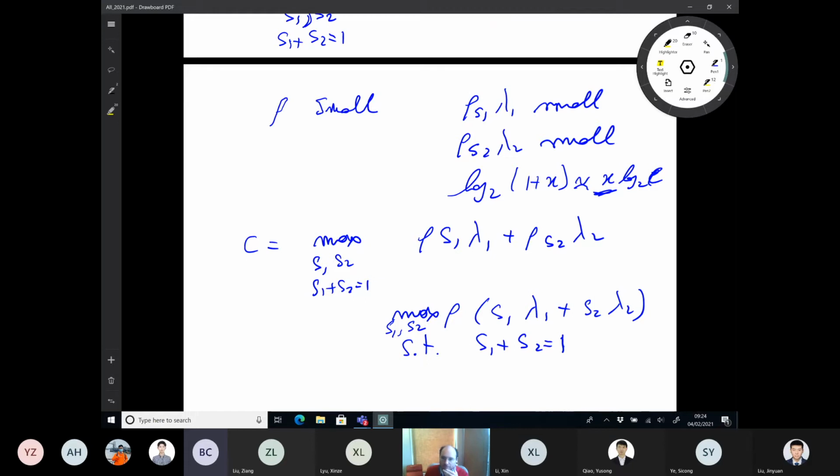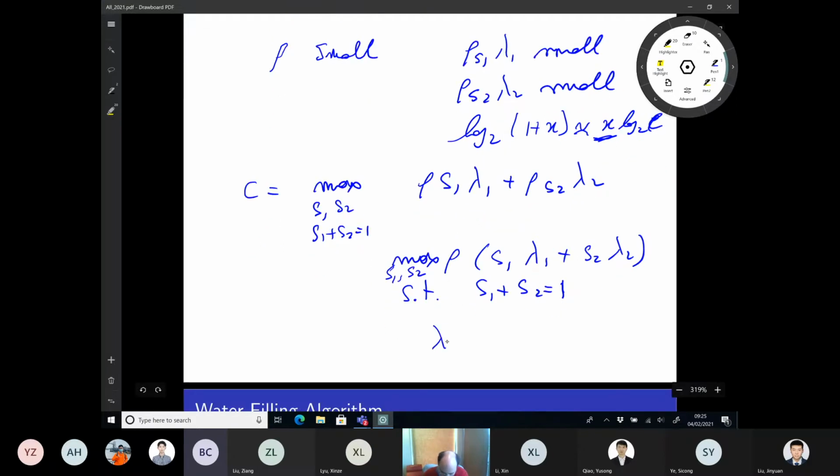Who wants to try? Anyone? Imagine lambda 1 is larger than lambda 2. Right. So that means that if lambda 1 is larger than lambda 2, right? Okay, I have someone. Yes, please.